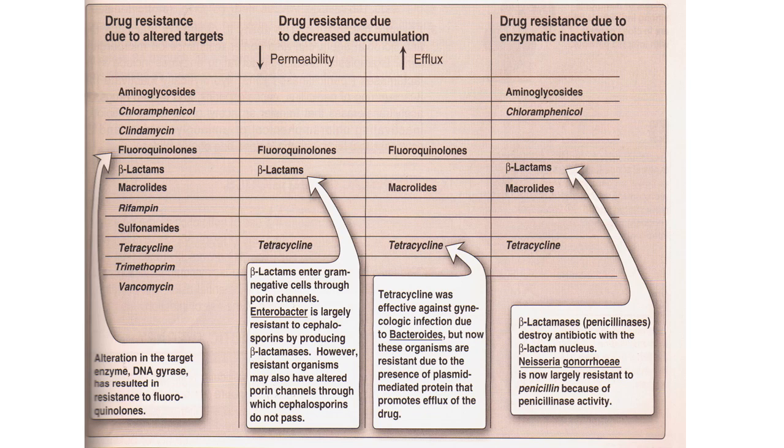Here, it's very important to notice that some antibiotics can be resisted by bacteria by more than one mechanism. For example, aminoglycosides can be resisted by altered targets and enzymatic inactivation, while chloramphenicol can be resisted by altered targets and enzymatic inactivation also. Fluoroquinolones can be resisted by three mechanisms: altered targets, decreased permeability, and increased efflux. The tetracyclines can be resisted by four types of mechanisms of resistance: altered targets, decreased permeability, increased efflux, as well as enzymatic inactivation.